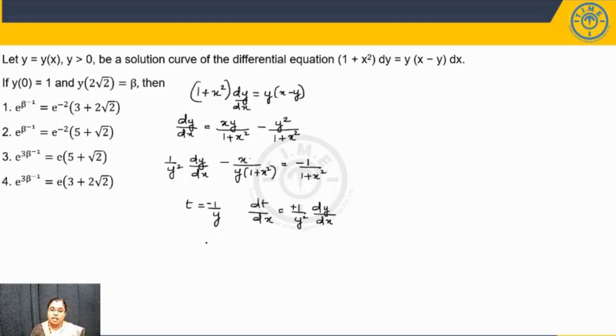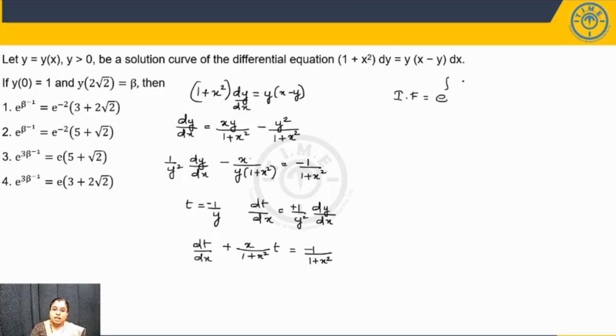So what do we get? dt/dx + x/(1 + x²) · t = −1/(1 + x²). Now look at this, x/(1 + x²) and −1/(1 + x²) are functions of x only. So definitely this is of the form of a linear differential equation. So let's find the integrating factor. What is the integrating factor?